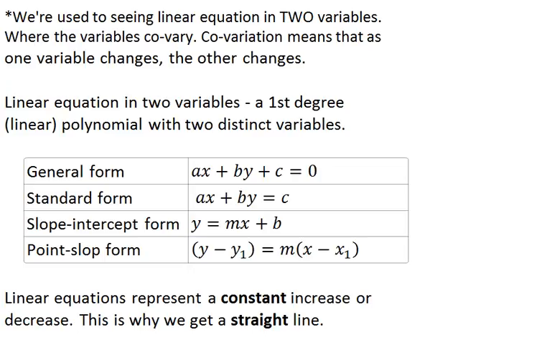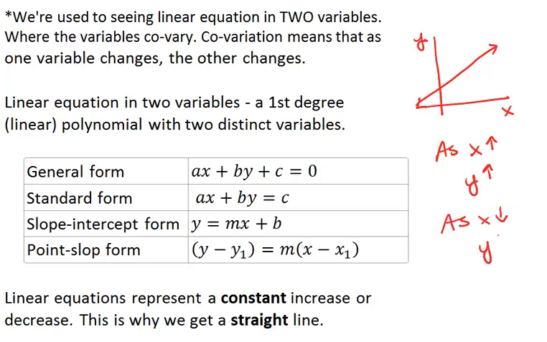However, we're used to also seeing linear equations in 2 variables, where the variables co-vary. And what covariation means is that as one variable changes, the other changes. For example, we can have a linear function such as this, where as x increases, y also increases. Similarly, as x decreases, y decreases. We'll look at a couple of examples both in the video and in our class problems tomorrow.